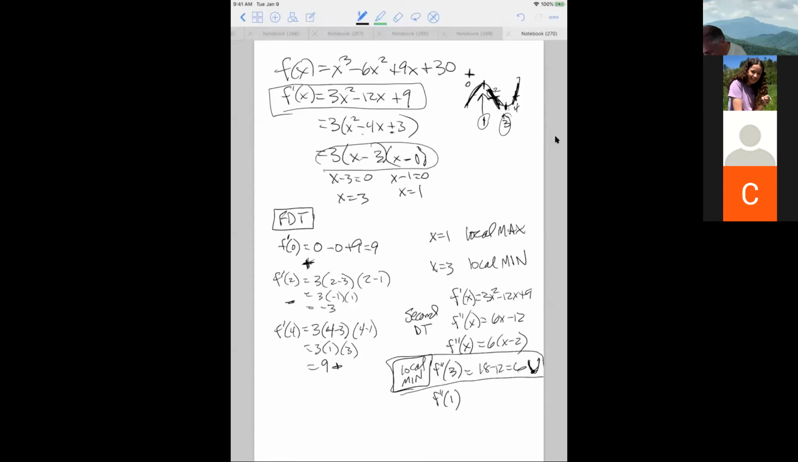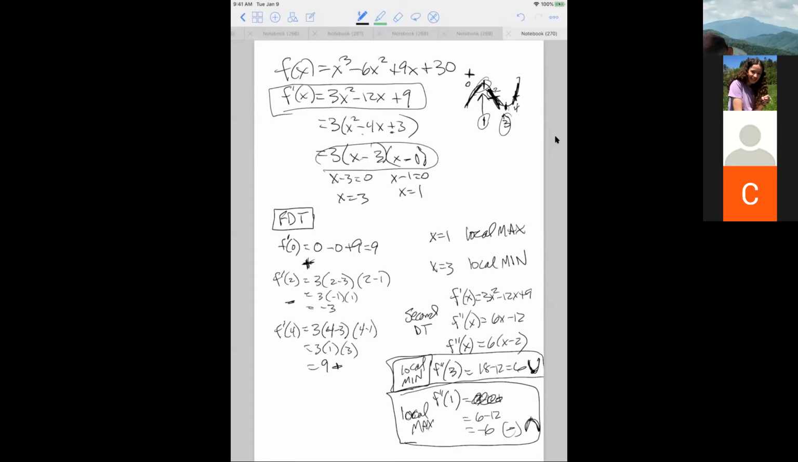And then if I plug in 1, I should get a local max. If I plug in 1, I get what? 3 minus 12 plus 9? No, second derivative. Second derivative is 6 minus 12, which is minus 6, which is negative, which means it's concave down, which means it's a local max. Okay, so if you're finding that information, plug it in and get that situation. That's the information you needed.